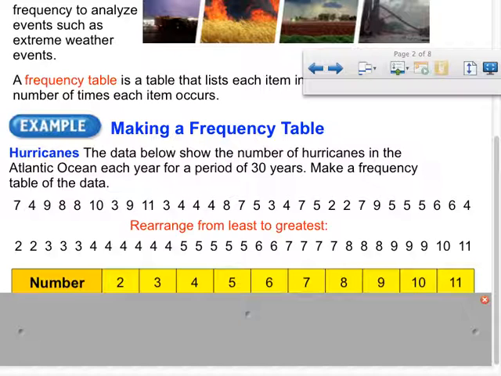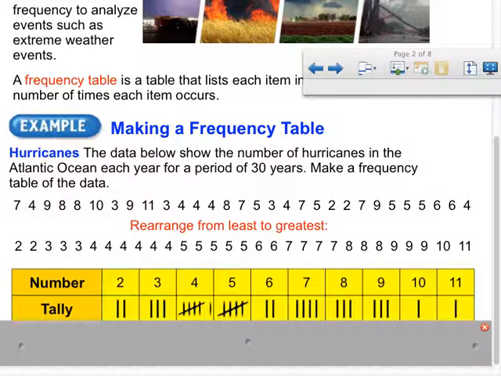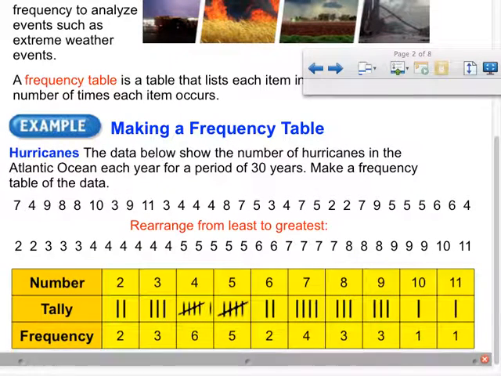Now, if you had a number that skipped, you would still have to show that number. Just your tally mark, if you took a tally of each. You guys remember tally marks? Okay, so I have 2 tally marks. All right, 3 tally marks for 3, 6 for 4, 5 for 5, and so on. And then my frequency would be the number of tally marks for each number. Okay? Any questions about that?